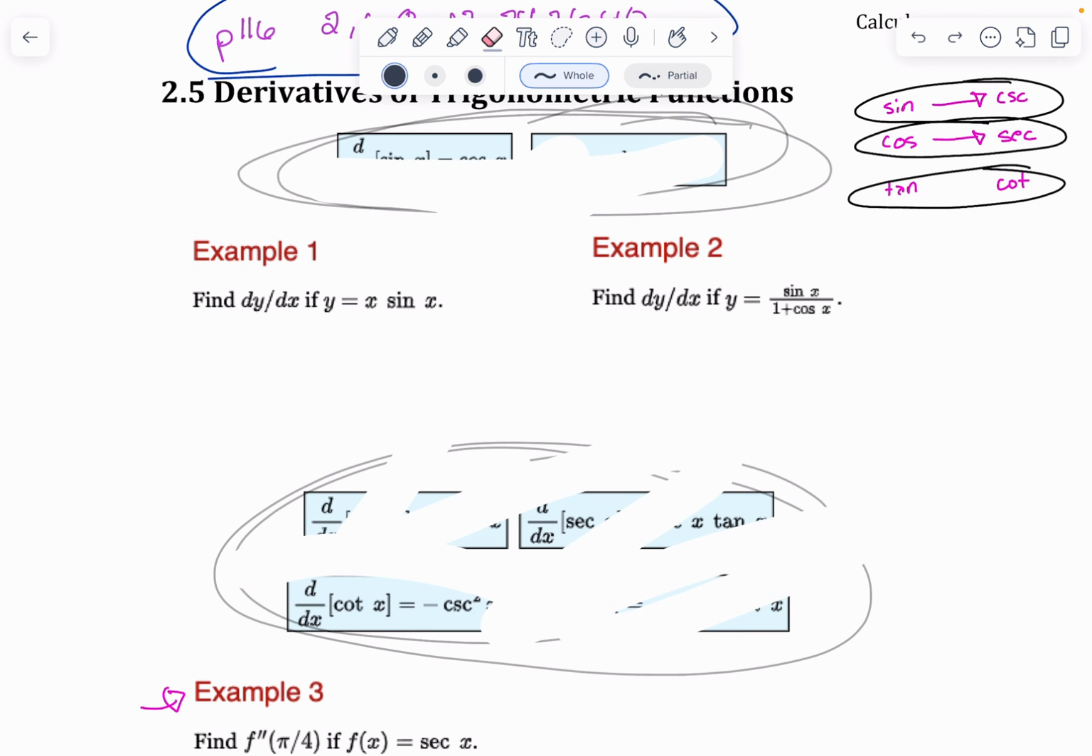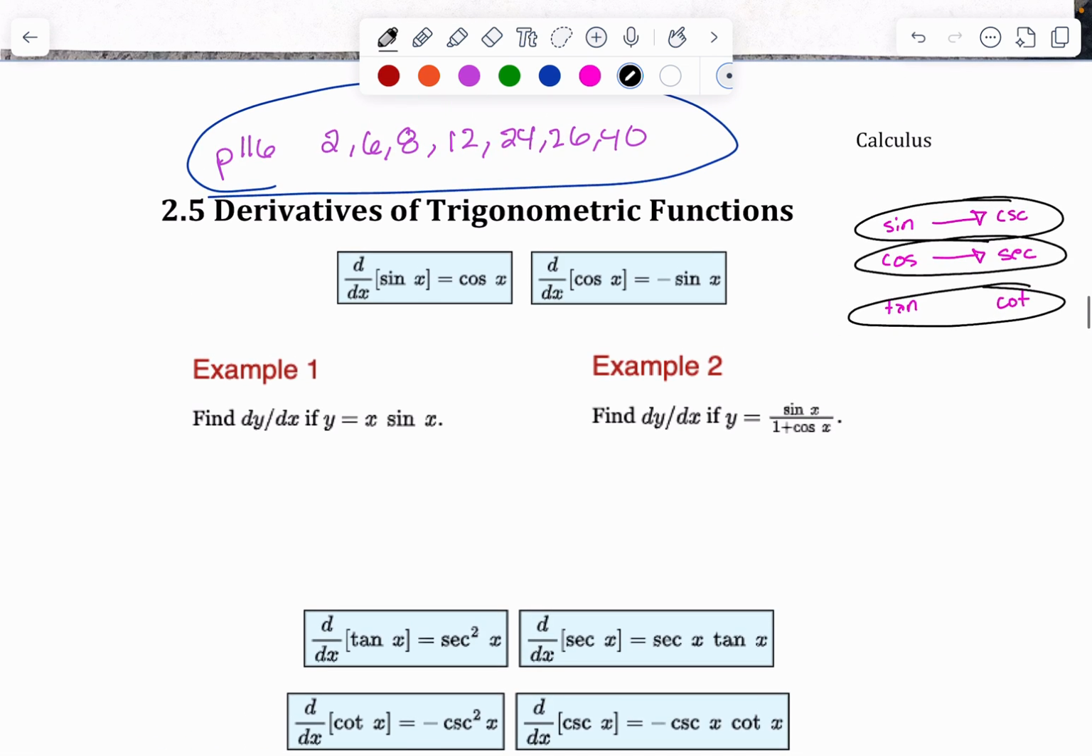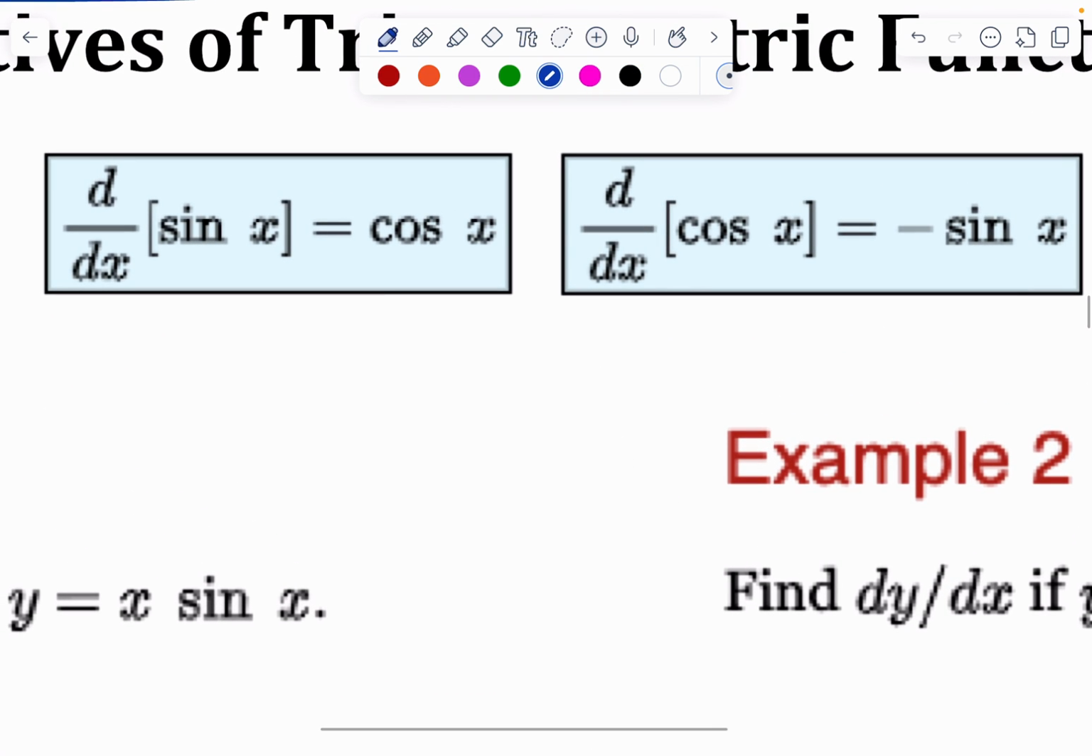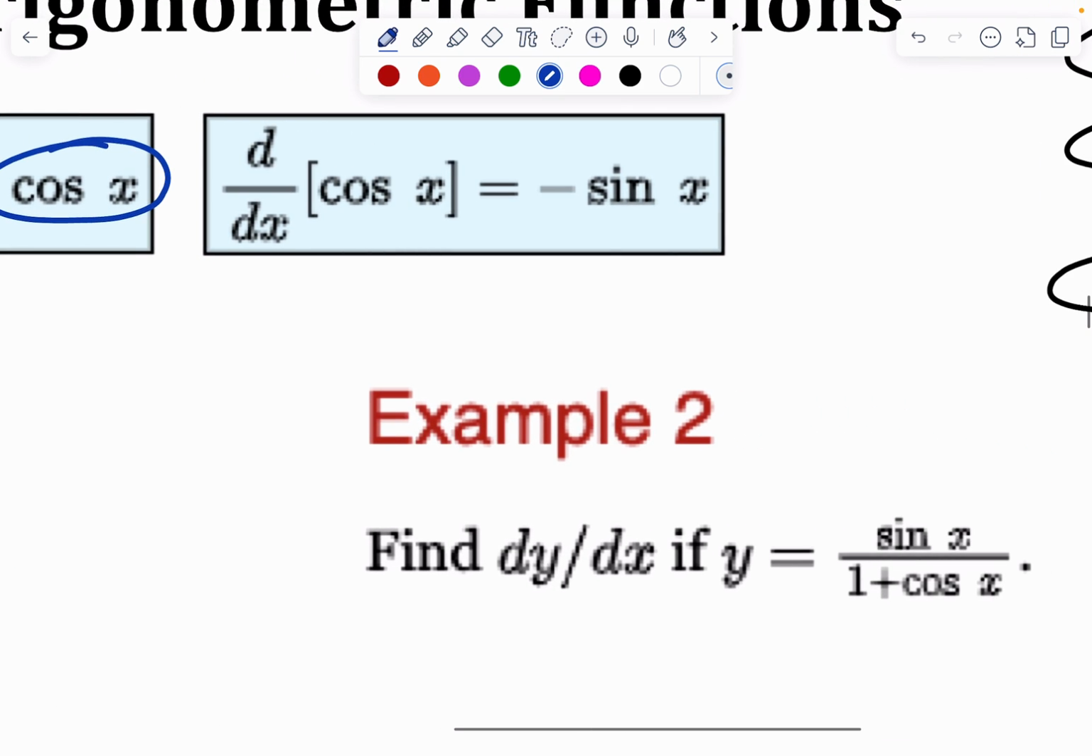Because this is a laminated sheet, I let you use this on your test. I do not expect you to memorize these. However, as we get doing these, you may remember or memorize some of them, particularly these first 2. So the derivative of sine is cosine. The derivative of cosine is negative sine, okay?